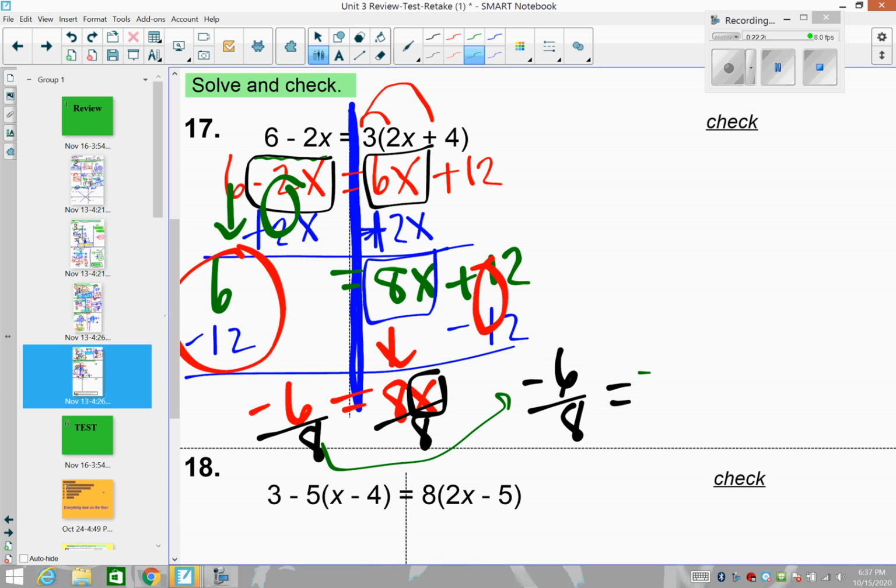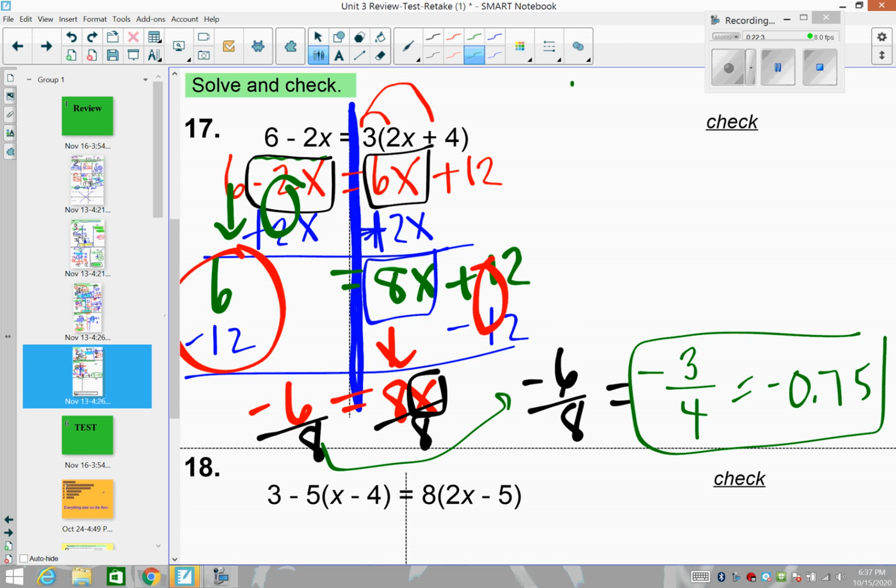And negative 6/8 equals lots of things. We could divide top and bottom by 2, which gives us negative 3/4. You also could use negative 0.75, or like negative 75 cents. Both of those are great answers. Let's go to our check step and verify. Let's be the verify team up here.